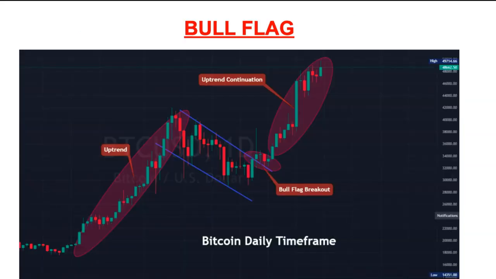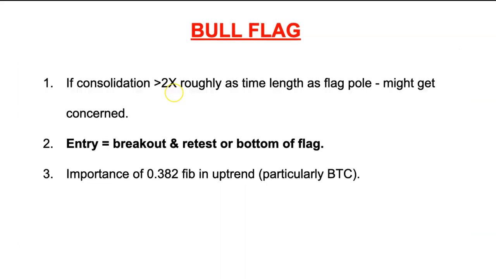So now let's look at the counterpart of a bear flag, a bull flag. So in a bull flag, there's usually a strong uptrend, consolidation, and then a breakout. Generally speaking, the consolidation period of a bull flag takes less time than the actual flagpole and the time for the breakout. If the consolidation period, for example, took more than twice as long as the time length of the flagpole, then you might get concerned.